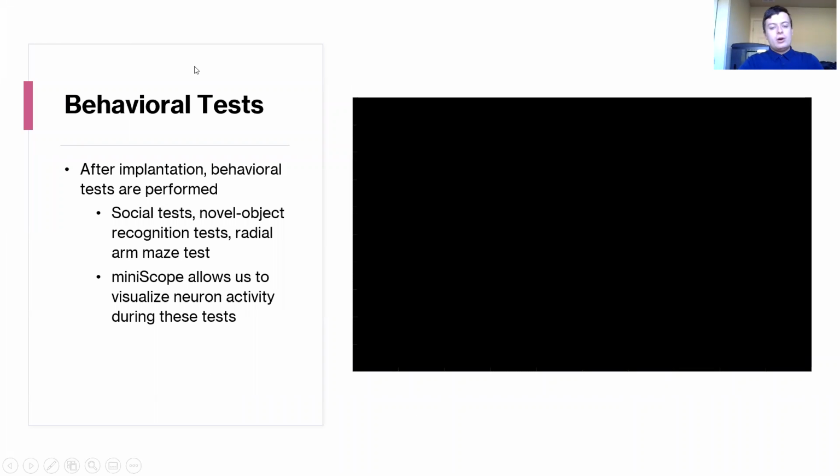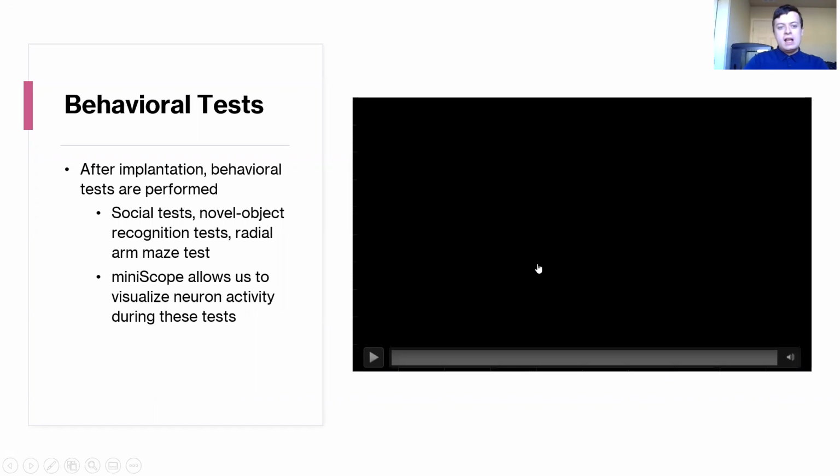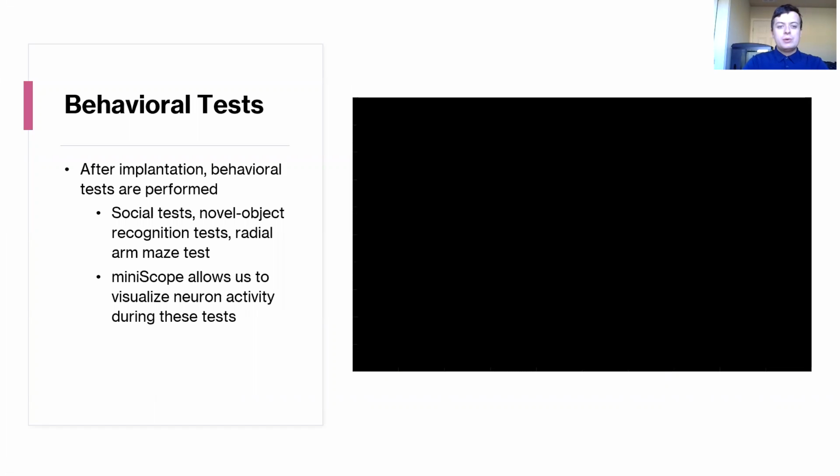So after the miniscope has been implanted in the mouse via surgery, and after the mouse is all healed up from that, we perform behavioral tests on these mice. We do this for both control mice and mice suffering from neurodegenerative disorders. We have a variety of tests, such as social tests, which is when a mouse is exposed to another mouse, and we see the neuron activity in there as that occurs.